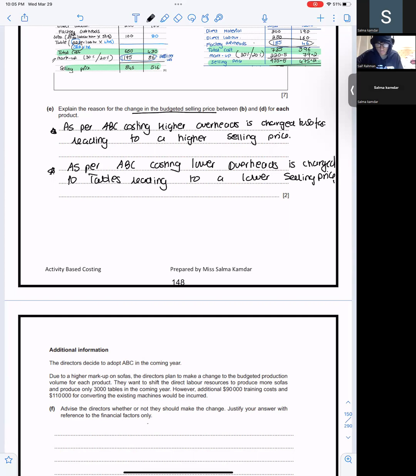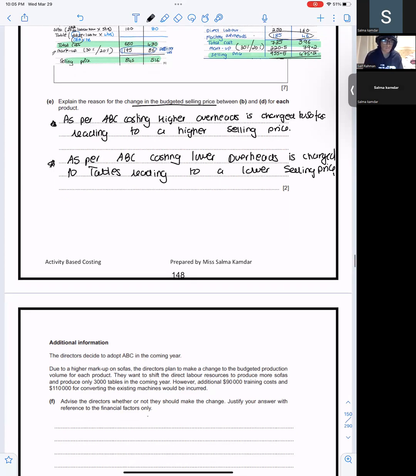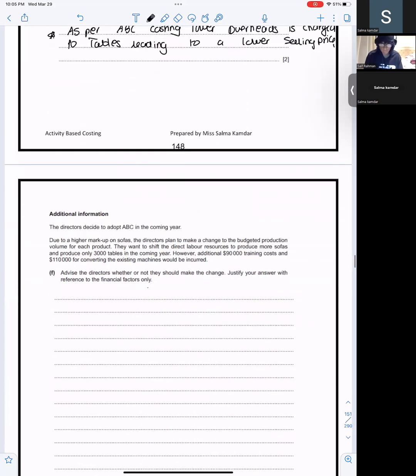And cost driver, what is a cost driver? A cost driver is the activity that results in specific overheads being incurred. Okay. Now there's an advice question over here.